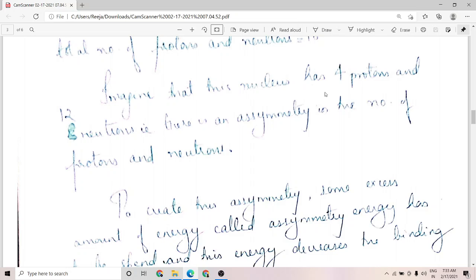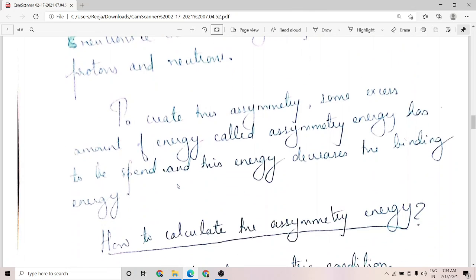Imagine that in this case there are 4 protons and 12 neutrons. That means there is an inequality or an asymmetry. Now, to create this asymmetry, some amount of energy has to be given to the system, or some amount of work has to be done on the nucleus, and this is called the asymmetry energy. That is the amount of energy that has to be spent to create the asymmetry, and this energy decreases the binding energy of the nucleus.